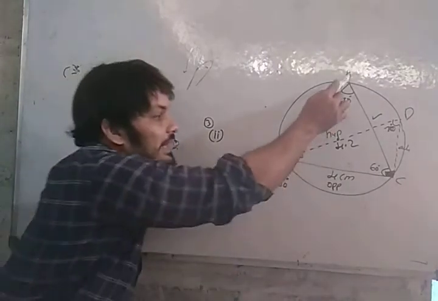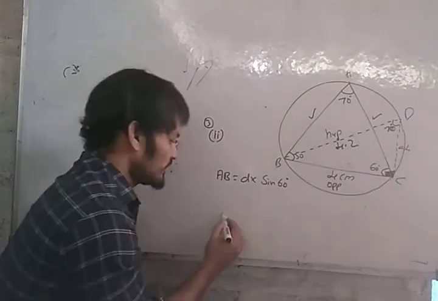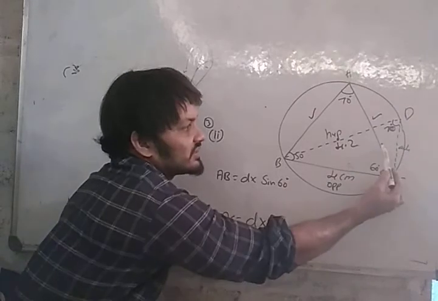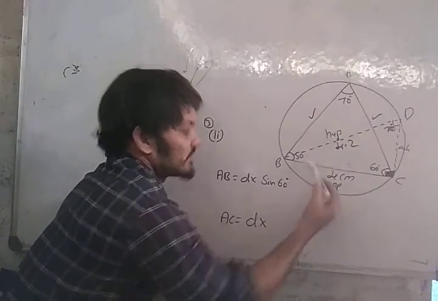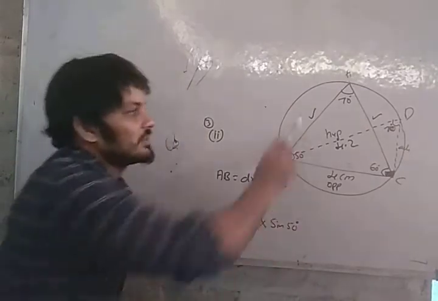If you want to find side AC, how will you find AC? AC is equal to diameter into AC. This is opposite to how much angle? 50. So sine 50 you have to take. Like this. Okay, missing side finding.